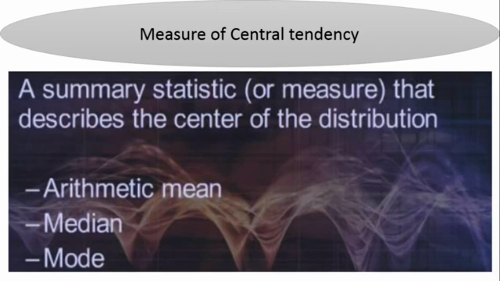So we can just move to the measures of central tendency, which are summary statistics or measures that describe the center of the distribution. We have the arithmetic mean, the median, and the mode, which can be used as measures of central tendency, generally in statistics.